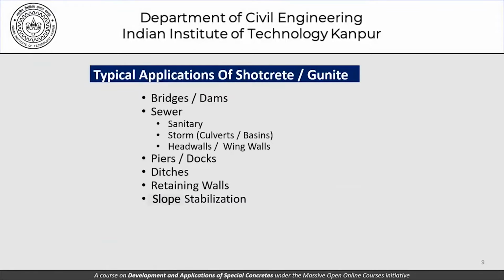Now, the typical applications of shotcrete are what is also called goniting. Sometimes the operation is called goniting and shotcrete is referred to as gunite. That could be in bridges or dams, repair works especially, sewers, sanitary, storm, head walls or wing walls, piers and docks, ditches, retaining walls, and slope stabilization. These are some of the applications, especially in the context of repair works.